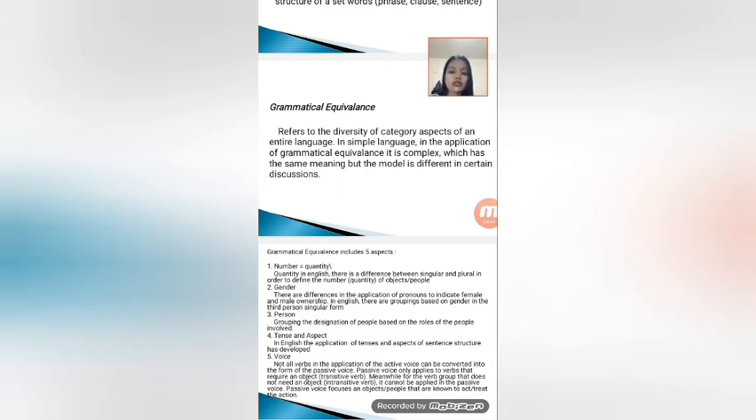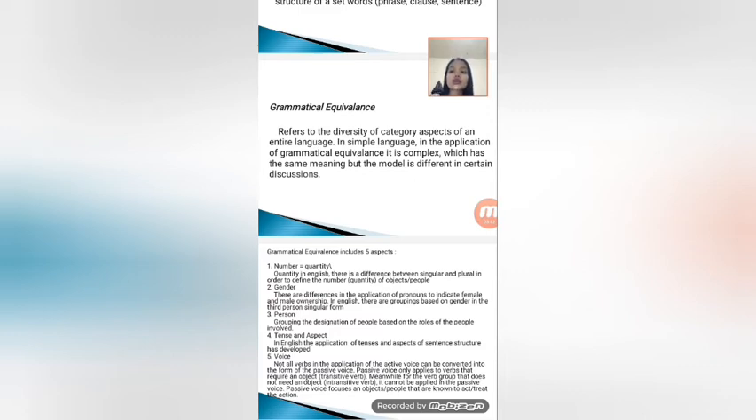Okay, number 1 is quantity. In English, there is a difference between singular and plural in order to define the number or quantity of objects or people. 2. Gender. There are differences in the use of pronouns to indicate female and male ownership. In English, there are groups based on gender in the third person singular form.